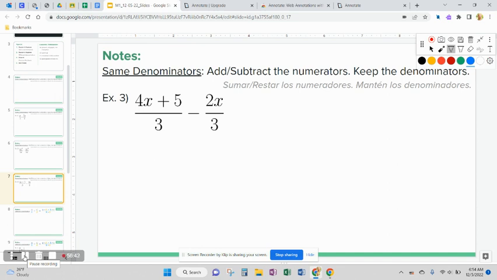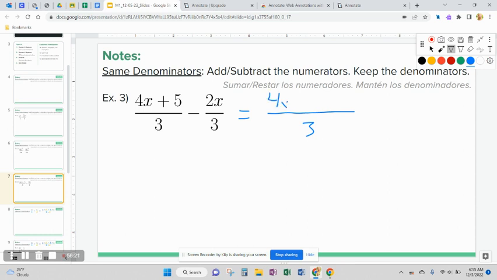And let's try this again with one more example here. We have 4x plus 5 over 3 minus 2x over 3. Go ahead and pause your screen to try this, but pay attention to combining like terms. We can't combine them if they're not like terms. Remember that. So the denominator is the same. Everything's going to be over 3 for this example.